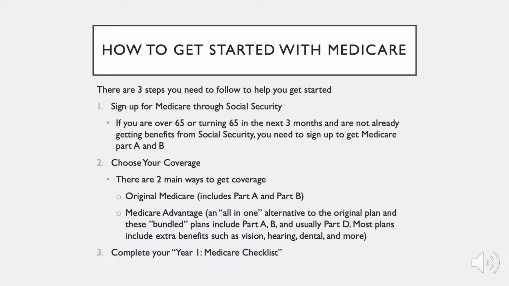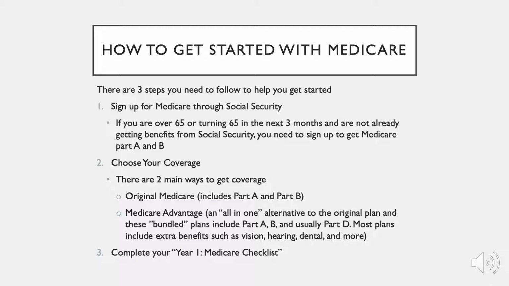Step 2, you're going to choose your coverage. There are 2 main ways to get coverage. One is Original Medicare. This is going to include Part A and B. And then, like I said earlier, there's Medicare Advantage. It's an all-in-one alternative to the original plan. These bundled plans include Part A, B, and usually Part D. Most plans include extra benefits such as vision, hearing, dental, and more.